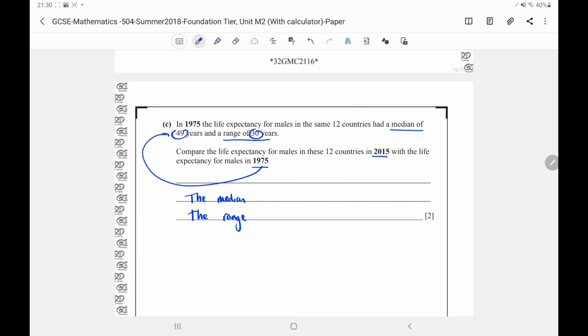So looking at your answer and the new information in part C, the median is higher in 2015 and the range is smaller in 2015. And that's all you have to do. You don't have to explain why, you just have to compare the two numbers between the 2 years.